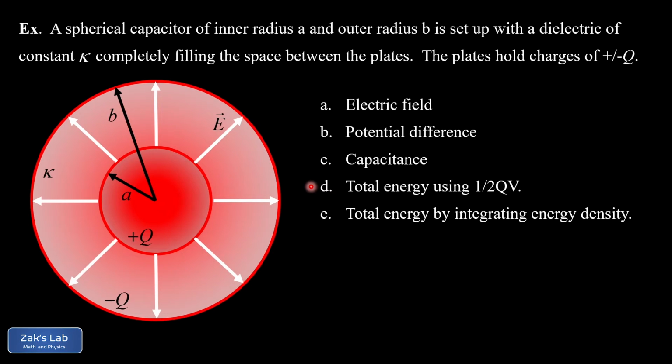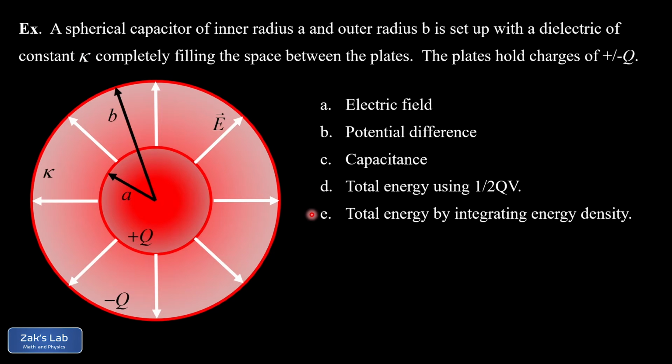And then we get the total energy stored in the capacitor by using the formula 1/2 Q times V. So that's just a quick modification of 1/2 CV squared, where we replace C with Q over V and simplify it a little. It just turns out to be easier to do it this way.